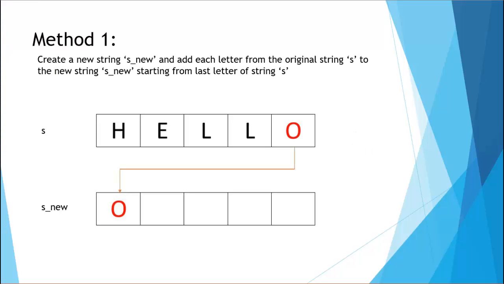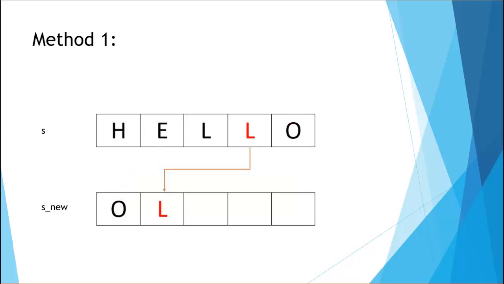The algorithm for reversing a string looks like this. First, we take the O and add it to S new, then we add L to S new, and keep going until all the letters have been added.